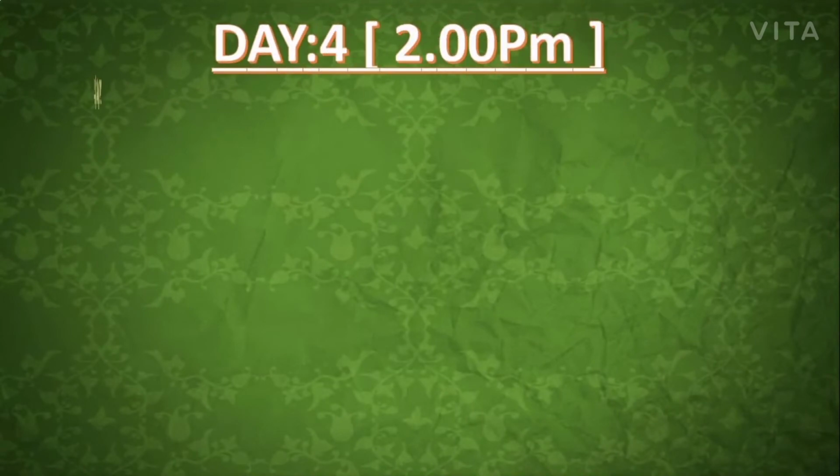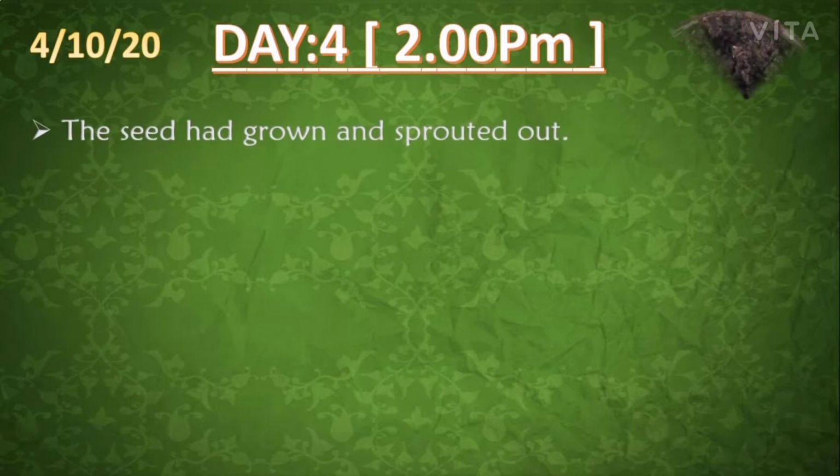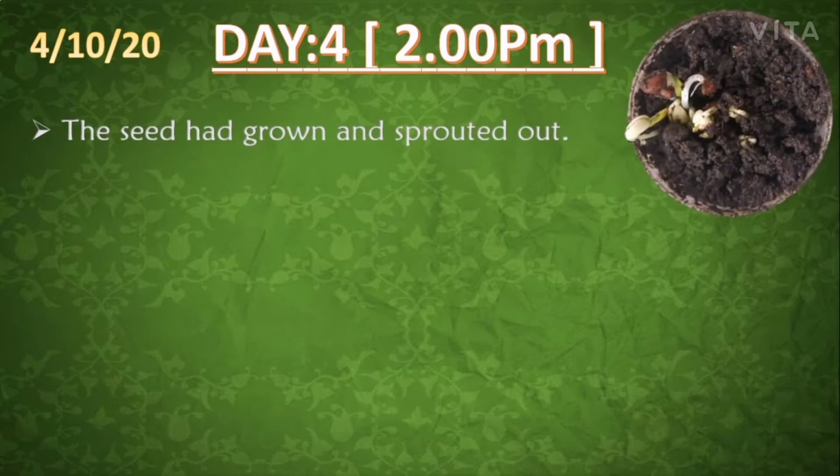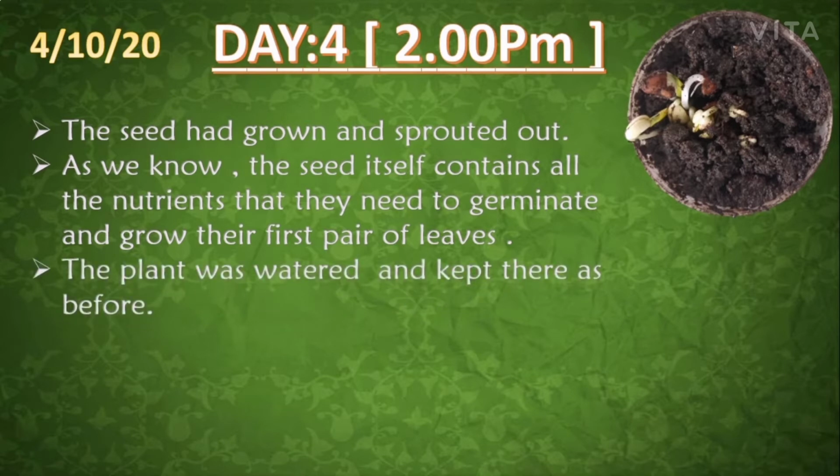Day 4. The seeds had grown and sprouted out. As we all know, the seed itself contains all the nutrients that they need to germinate and grow their first pair of leaves. The plant was watered and kept there as before.